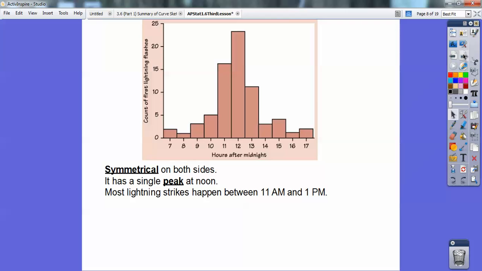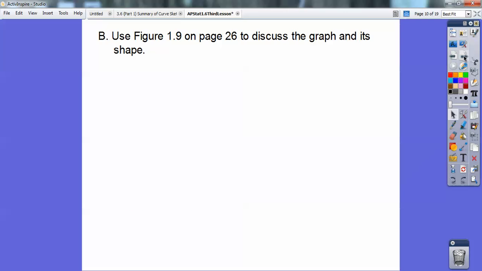Most of the lightning strikes happen between 11 and 1 p.m. It's nice to recognize that 12 p.m. has the most of them, you guys, but there's still a substantial amount at 11 o'clock and at 1 o'clock. So it would probably be better to say most of the lightning strikes happen within that 2-hour frame right there. Alrighty, and then the graph tapers off on both sides.